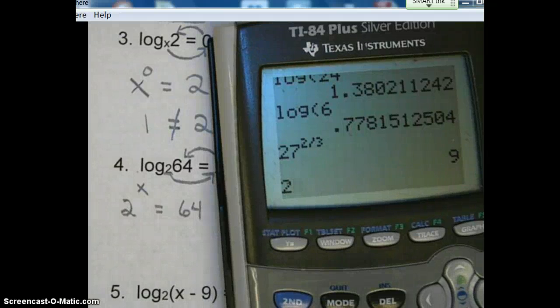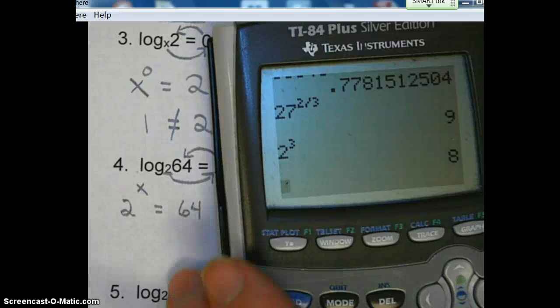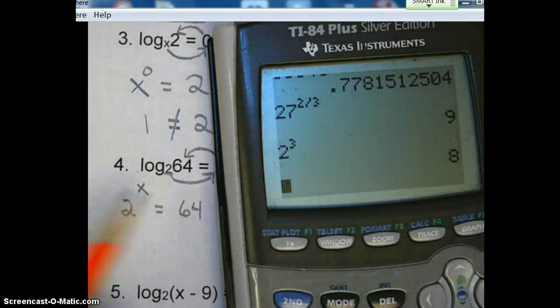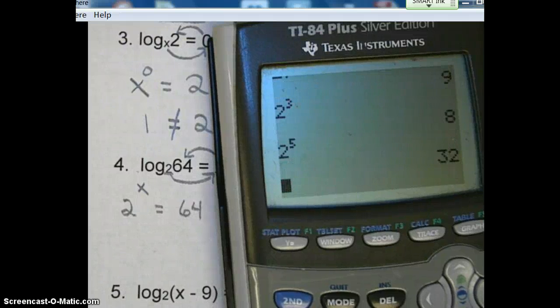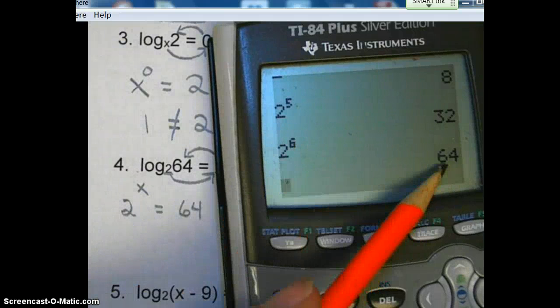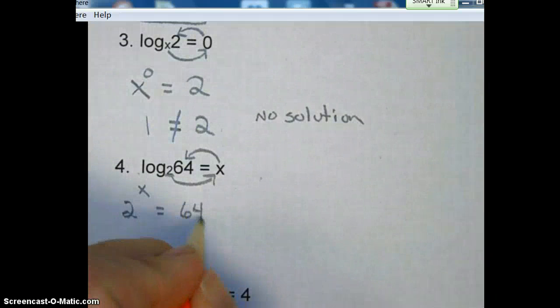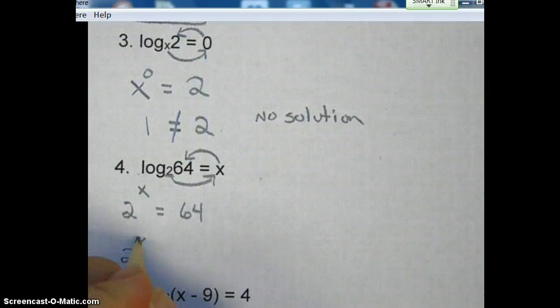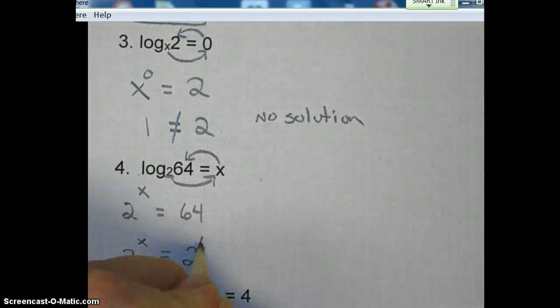2 to the, let's say, 3rd power, 8. We want 64. 2 to the 5th power. Not quite. 2 to the 6th power. Okay, so 2 to the 6th power is equivalent to 64. So I'm going to rewrite this as 2 to the x equals 2 to the 6th power.